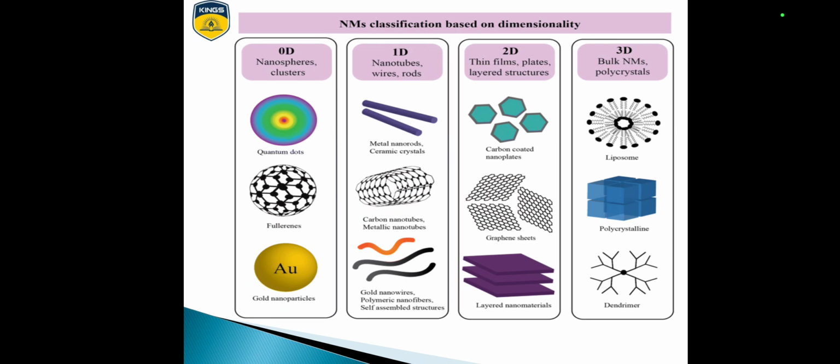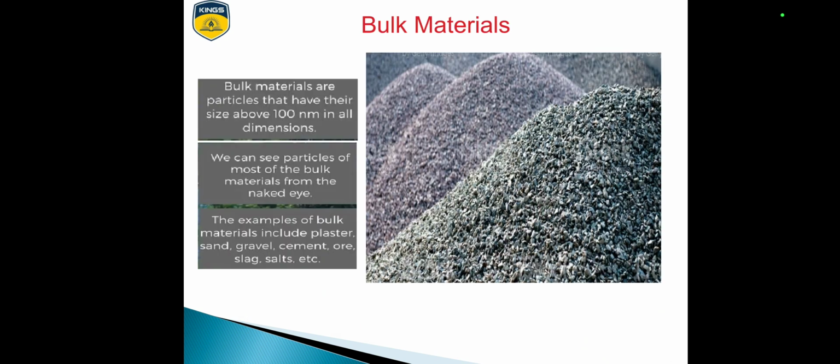This picture gives a very clear idea about nanomaterials. The classification of nanomaterials is based on dimensionality, that is 0 dimension, 1 dimension, 2 dimension, and so on. Examples are also given in the table. For example, for 0 dimension, quantum dots and gold nanoparticles; for 1 dimension, they have given some examples too. So it shows very clearly the size of nanomaterials.